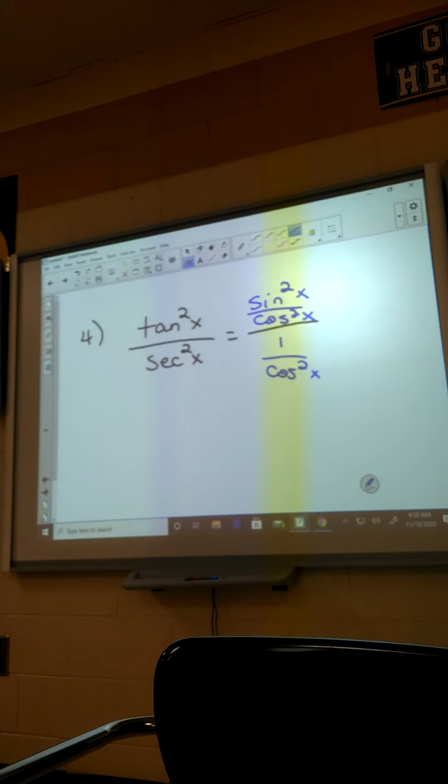Oh no, don't change the bottom if it's already one word. I thought we changed everything. Yeah, but look, secant is 1 over cosine, secant squared is 1 over cosine squared. That's why I changed it to 1 over cosine squared, because remember the other rule, you gotta change everything into cosines and sines. That's what we're trying to do.